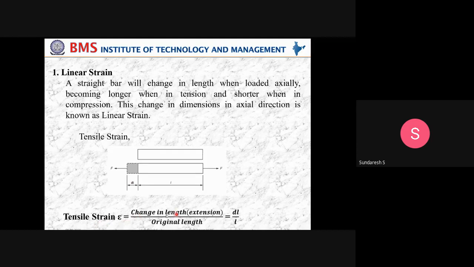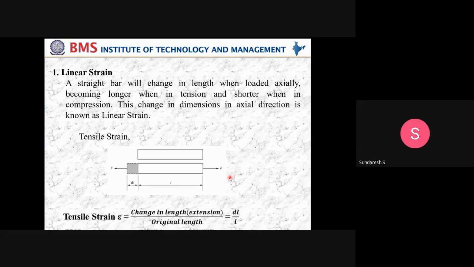So tensile strain is the change in length to the original length. Because it is a tensile strain, we can put that as an increase in length. How much change in length in this case? It is dl by L. In the case of tensile loading, length will increase, so you can write it as increase in length to the original length. That's why we have put here extension. Change in length, in this case, is an extension because it is a tensile strain, and mathematically we can write that as dl by L. Okay, this is a tensile strain.